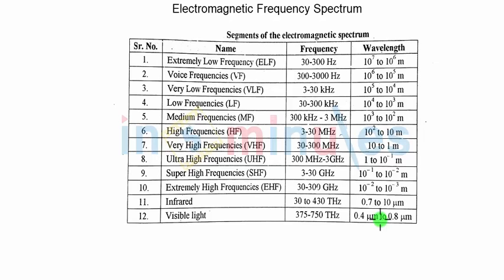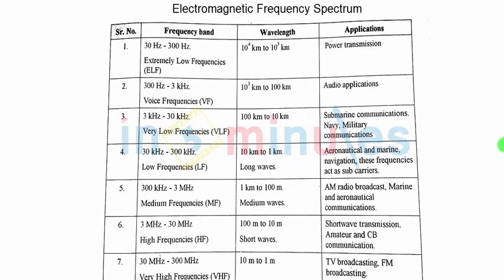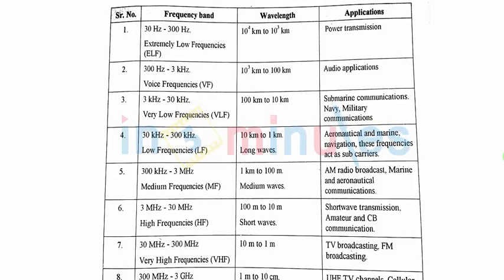So let us quickly have a look at what all applications are present in various segments that we have defined here for the electromagnetic spectrum. This particular table gives us the same segments of frequency spectrum along with the wavelengths, but more important this time, it gives us the corresponding applications. So for example, extremely low frequencies 30 to 300 hertz are used for power transmission. We all know that the power transmission, especially the main supply that comes to our houses, comes at the frequency of 50 or 60 hertz.